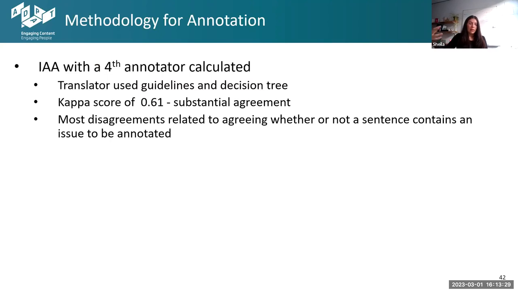So we three annotators annotated that, and then we did a test with a fourth annotator. We gave them the guidelines and the decision tree, and I asked them to annotate the corpus following the guidelines and the trees that we had. And we got a kappa score of 0.61, which is a substantial agreement. I checked the disagreements, and they were only about whether a sentence should be annotated or not. We didn't disagree about what type of issue was in that sentence. We just disagreed on whether it should be annotated or not. Then after the fourth annotator, we revised the corpus and now it's available.